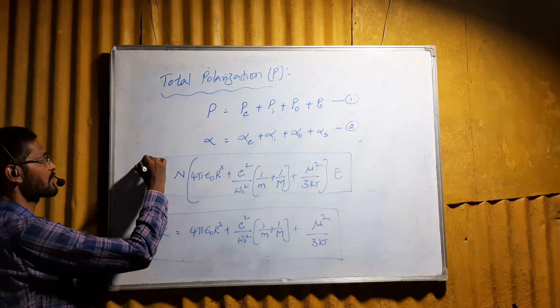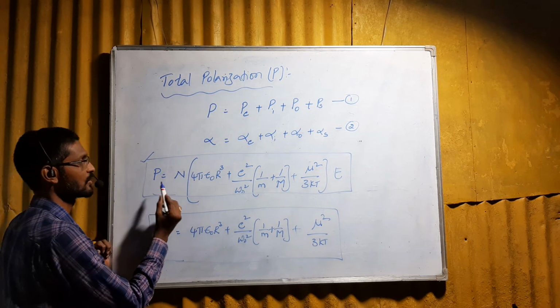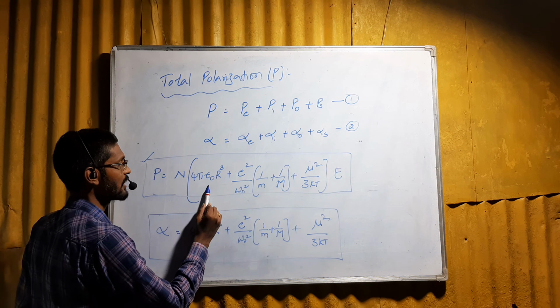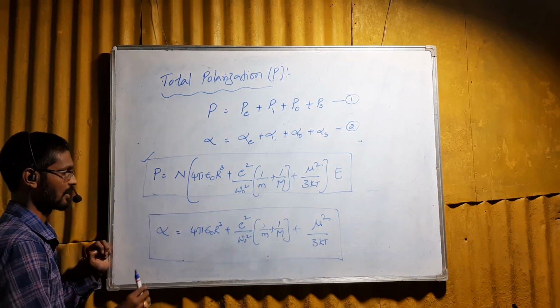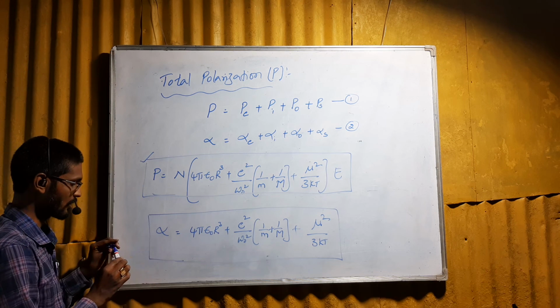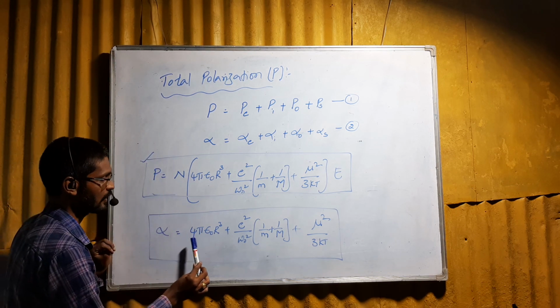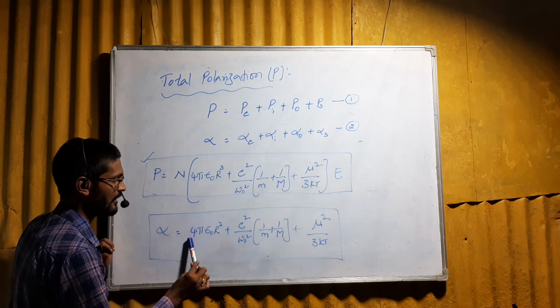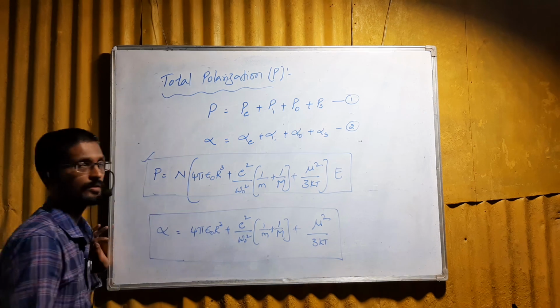So this equation represents total polarization produced in dielectric materials, that is due to electronic polarization, ionic polarization, and orientation polarization. And this alpha represents total polarizability produced in dielectric materials, that is equal to the sum of electronic polarizability, ionic polarizability and orientation polarizability.